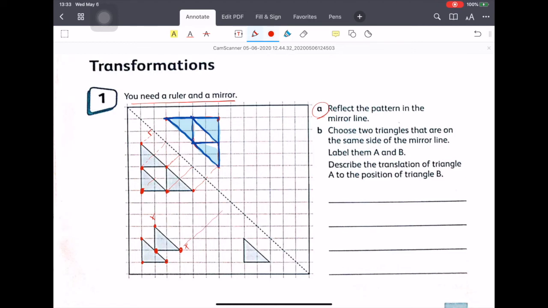1, 2, 3, 4. So 1, 2, 3, 4 on the other side. 1, 2, 3, 4, and 1, 2, 3, 4 on the other side. So these are going to be connected to each other. Going for this one, 1, 2, 3, 4, and 5. 1, 2, 3, 4, and 5. As you can see, they are going to make a triangle.